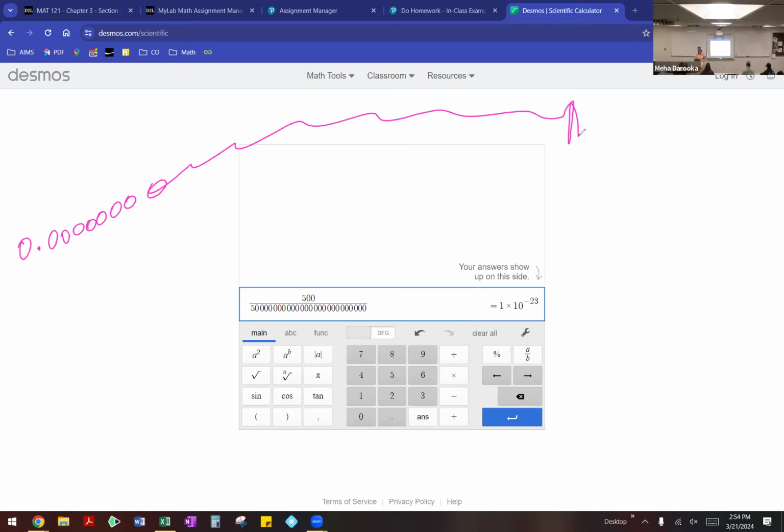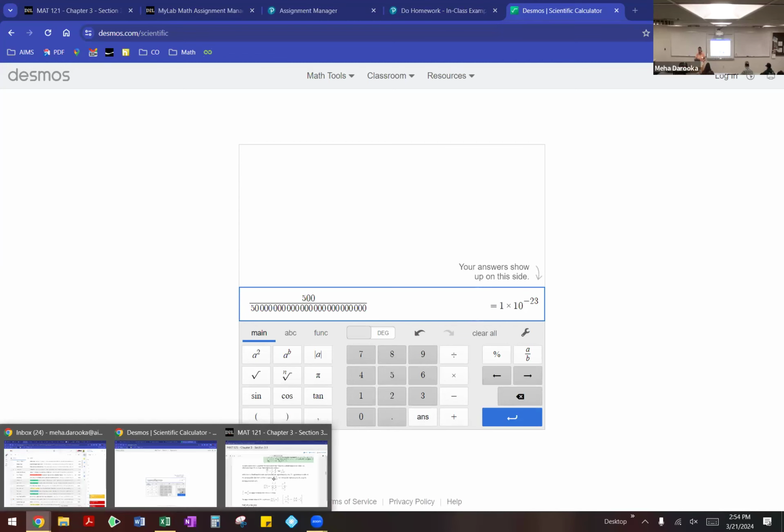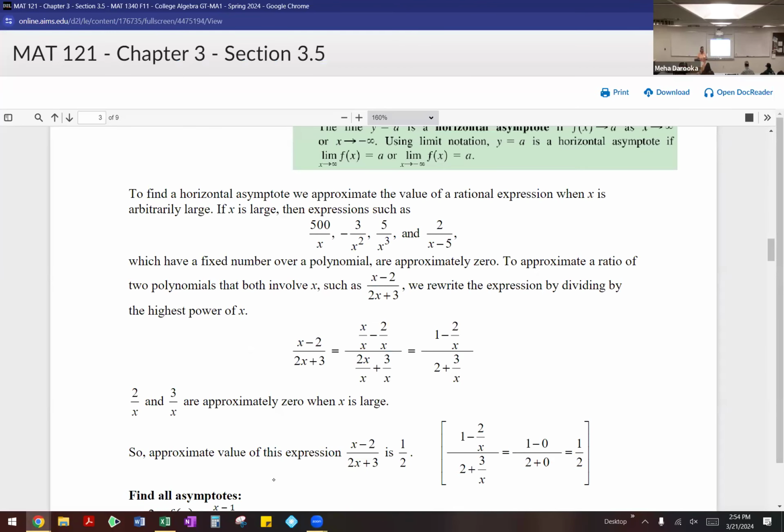So think about that. Any rational function that has a constant number on the top and x on the bottom is going to have a value approximately equal to 0 when your x value is getting really, really large. So all of these types of functions are going to have their horizontal asymptote at y equals 0. Because it's a horizontal line, it's going to be a y equals function.